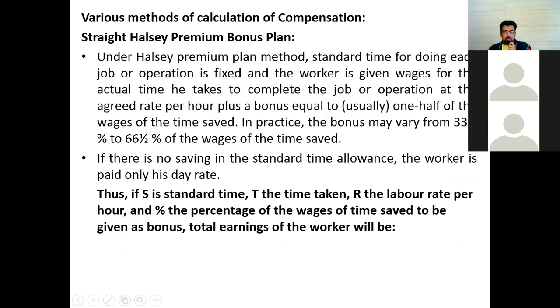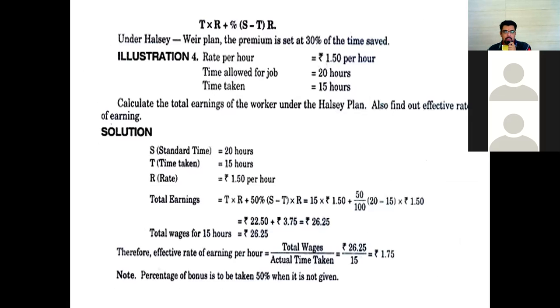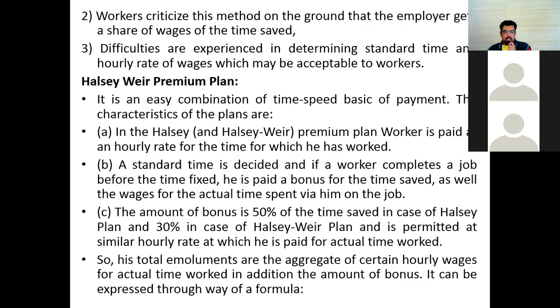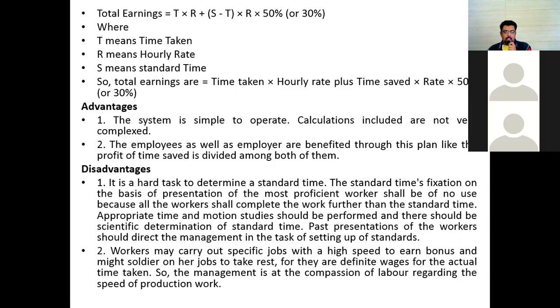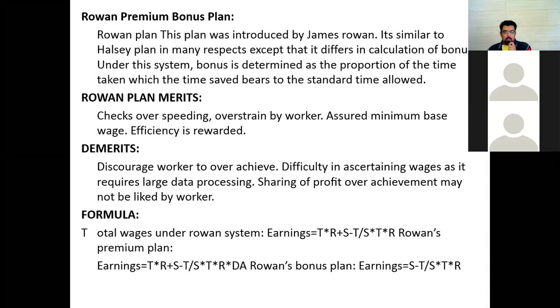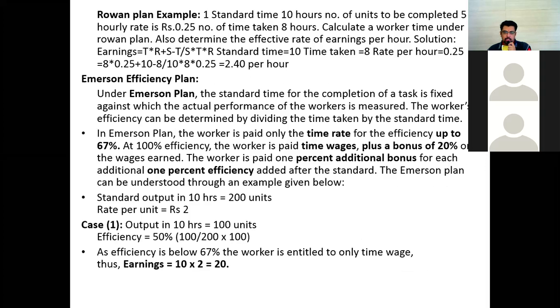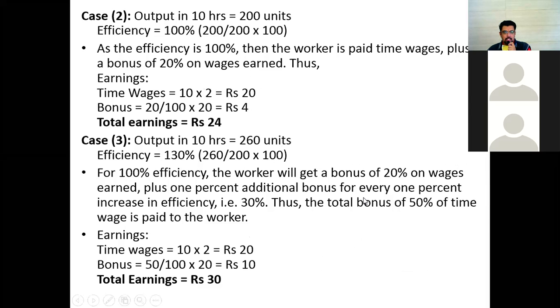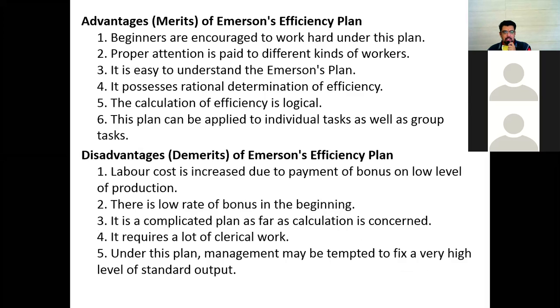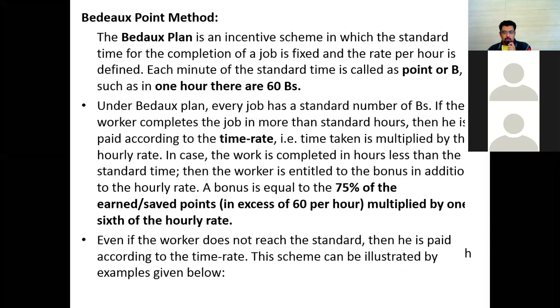Then the various methods of calculation of compensation: the straight Halsey premium bonus plan, including the formula, advantages and disadvantages. Then the Halsey Weir premium plan, including formula, advantages and disadvantages. Then the Rowan premium plan is also completed, along with the merits, demerits and formula. Then the Emerson efficiency plan is also completed: what the Emerson plan is and how to calculate it, what the formula is. Case 1, case 2 and case 3 are also completed, along with the advantages and disadvantages.